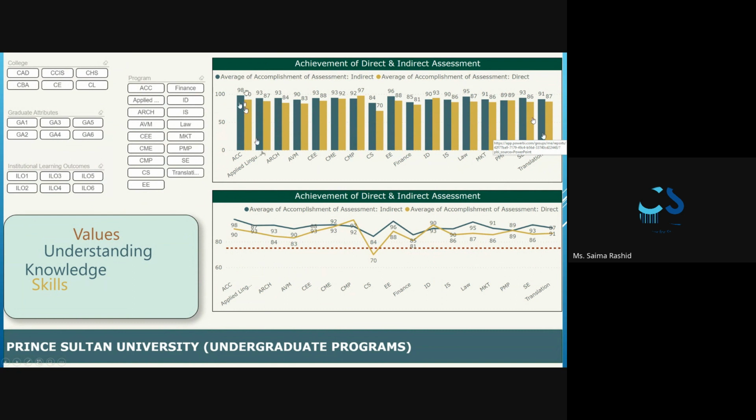If you want to visualize an individual program in detail, you can do it. You can also investigate by learning domains. If you click on any of the values, such as understanding of skill, it will tell you how each one is accomplished by each individual program. We also have a comparison, not a trend I would say, across the programs for both direct and indirect assessments.